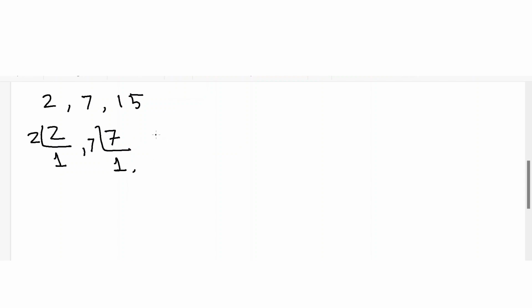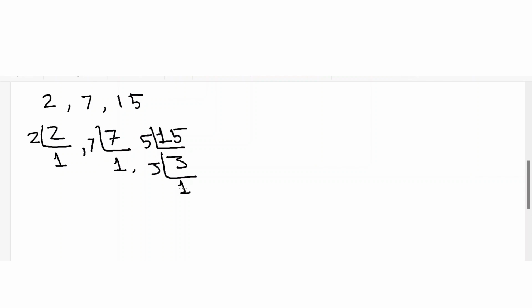If we divide 15 by any number, 5 being in the unit place, 15 will always be divisible by 5. So 15 divided by 5 equals 3. 3 is a prime number. It will not be divided by any other number other than 3 and 1. So if we divide 3 by 3, we get 1.